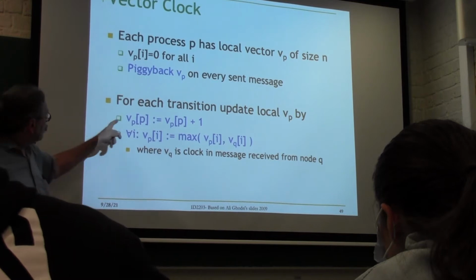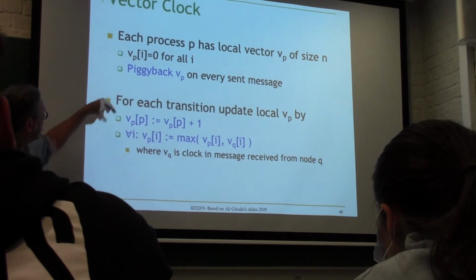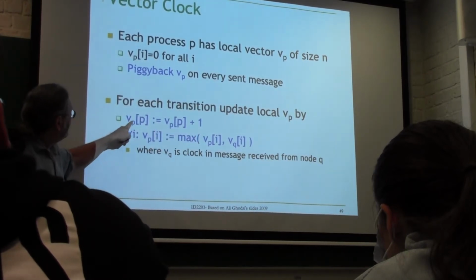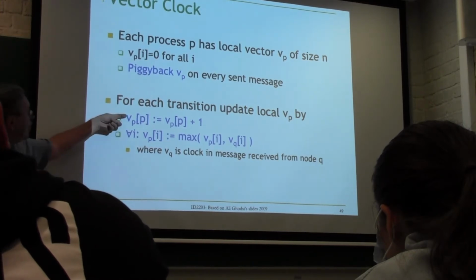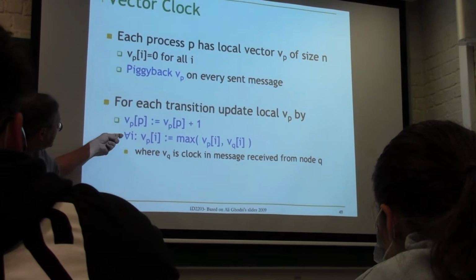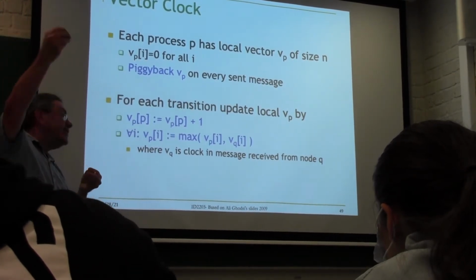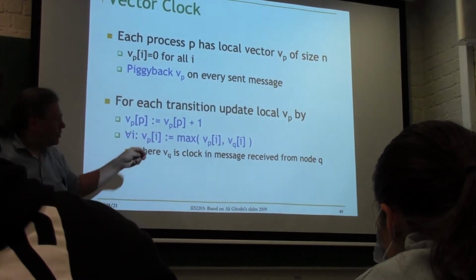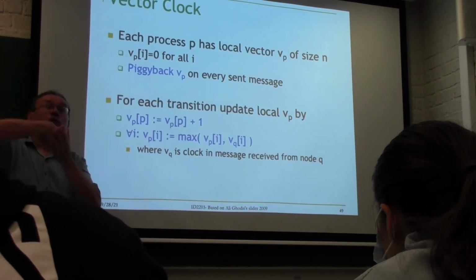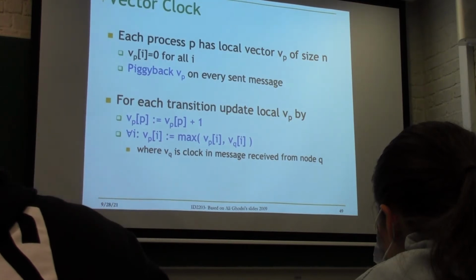So you increment locally at P, where you are. Whenever you do a transition, you have a local event happening. It's either deliver or comp; you're always having a local event. But then, if it's a message coming in, you also look at the vector and you do the pairwise maximum. So you take the maximum of the two vectors, pairwise. So you basically are keeping track of vectors instead of just numbers.